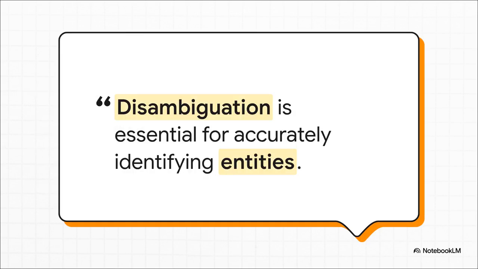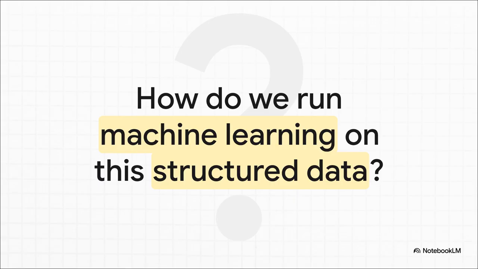So if you take nothing else away from this explainer, remember this. Named entity disambiguation is the absolute bridge between raw text and a trustworthy knowledge graph. Without it, your graph is just going to be a mess of duplicates and noise. But with it, you've just built a rock-solid, incredible foundation for enterprise AI. We've managed to take the absolute chaos of human language and turn it into highly precise, structured data using LLMs and domain ontologies.